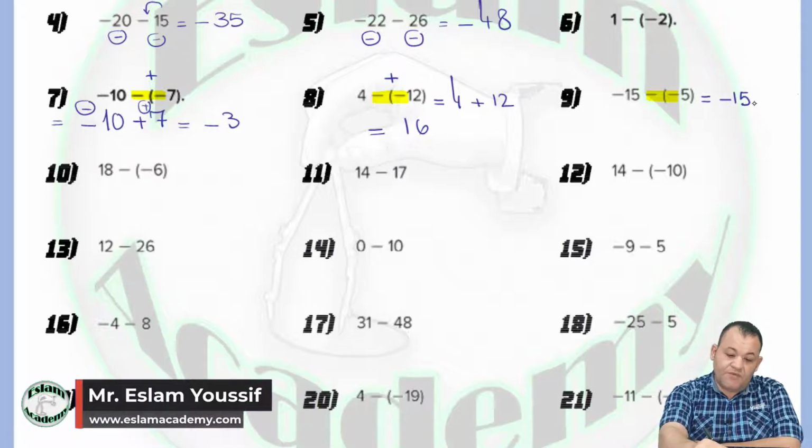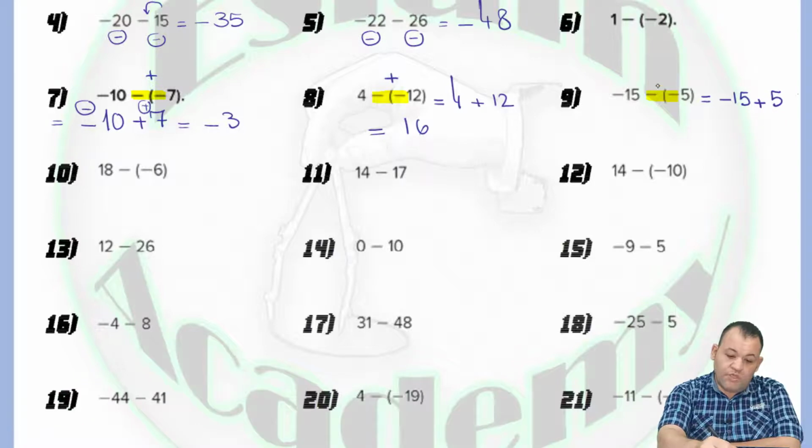So it will be negative 15 plus 5. Once you have minus followed by negative, just remove them and replace them with plus. So it will be negative 15 plus 5. Now we have 15 is greater than 5, but the sign of the greatest number is negative.